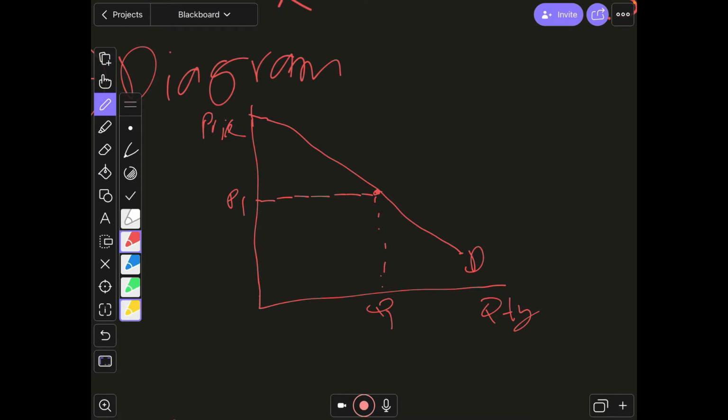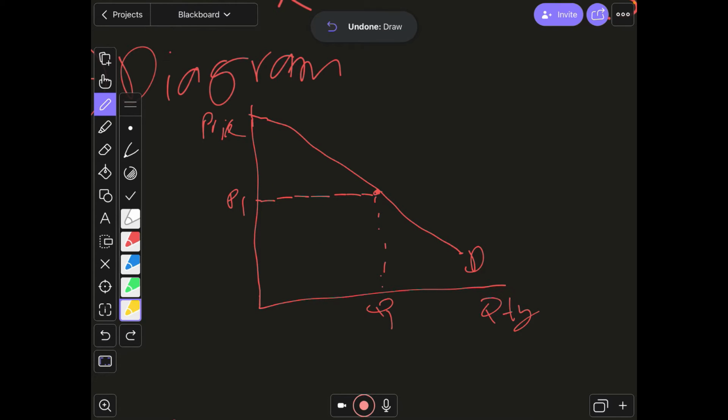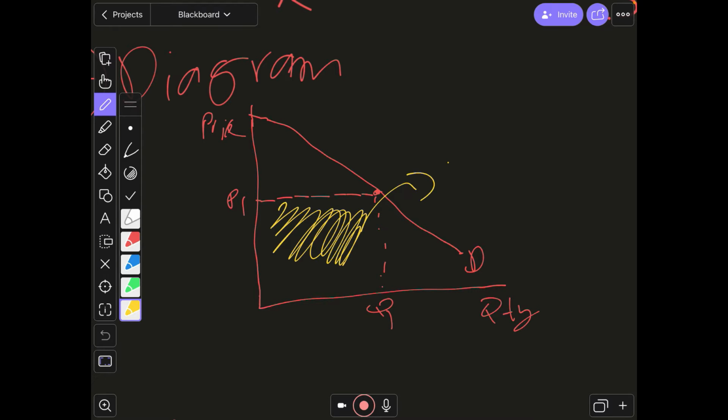So in this curve, what I am willing to pay right now for this quantity is this whole area. I'm willing to pay all of this. But the thing is, I don't actually have to pay everything. I don't actually have to pay this whole yellow area. In reality, I only have to pay the area which is below the price line. So I only have to pay this yellow shaded area. This is what I have to pay.